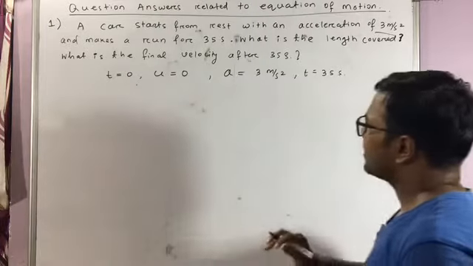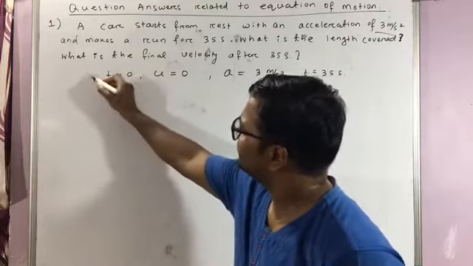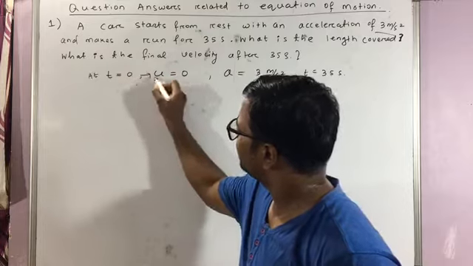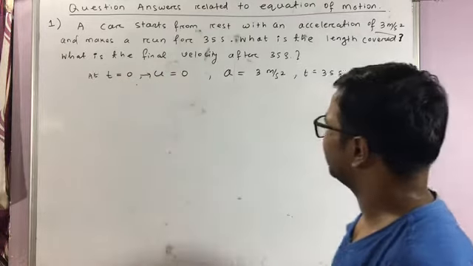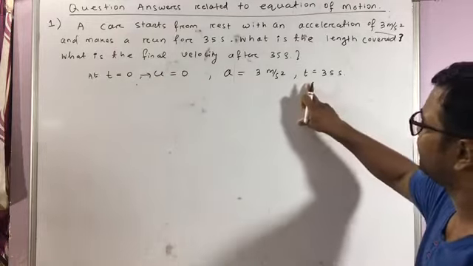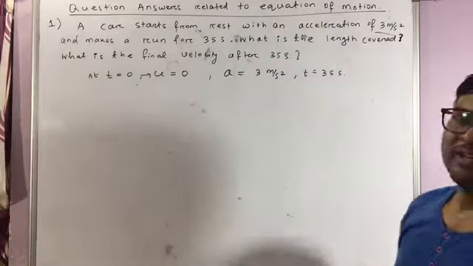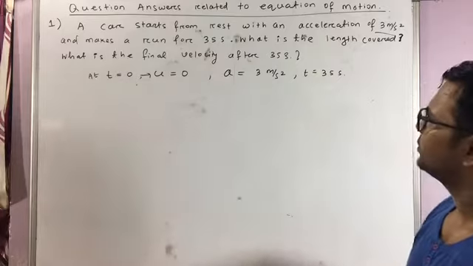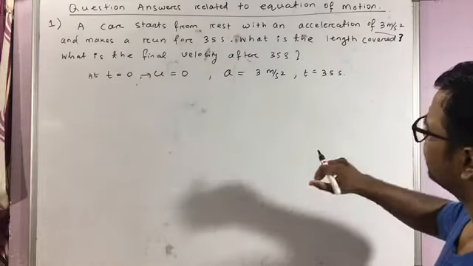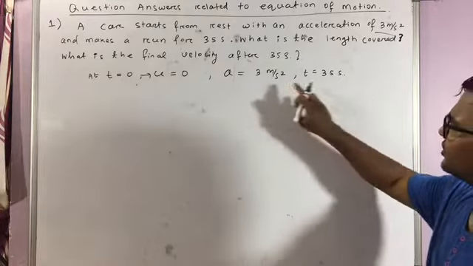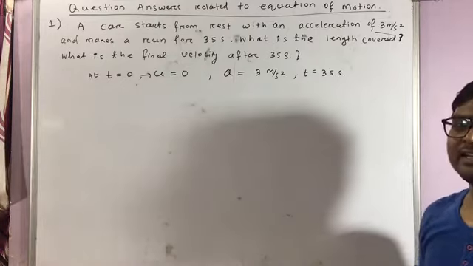Now you see here, time starts from 0, at t equal to 0 your u is equal to 0, meaning the initial speed is given. Acceleration given, time given. What is the length covered? Length covered means actually the distance covered by the object. So we need to think: distance, acceleration, time, they are related by which equation?